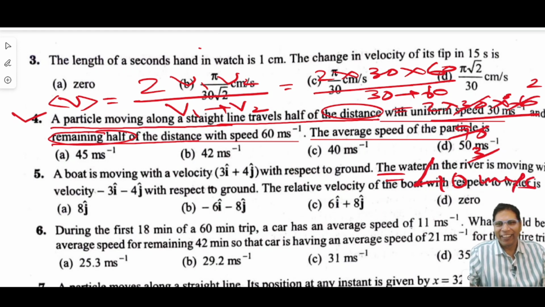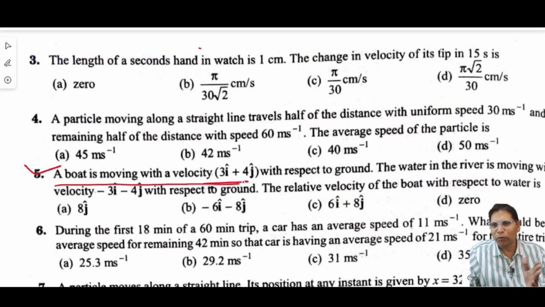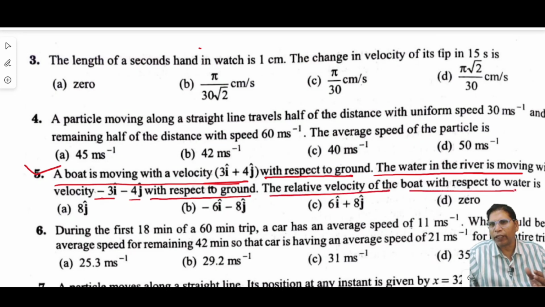Next. Now question number 5. A boat is moving with a velocity of 3 i cap plus 4 j cap with respect to the ground. The water in the river is moving with a velocity of 3 i cap minus 4 j cap with respect to the ground. The relative velocity of the boat with respect to the water.